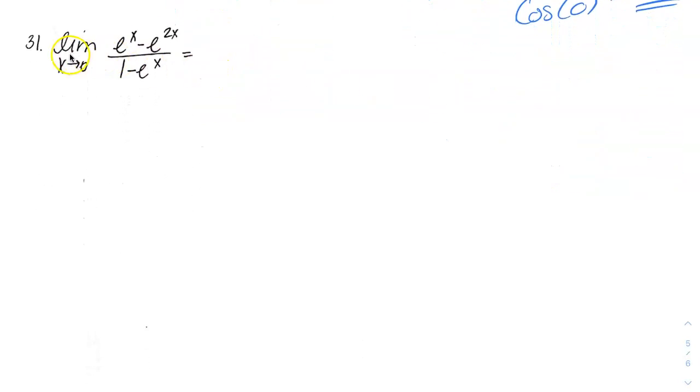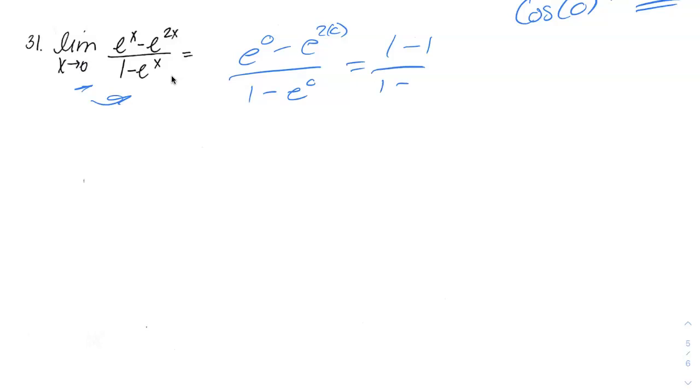Next one, limit as x approaches 0 of e to the x minus e to the 2x, over 1 minus e to the x. So as always, first thing I do is plug in 0, see what works. e to the 0 minus e to the 2 times 0, all over 1 minus e to the 0. This is going to be 1 minus 1 over 1 minus 1. So it is indeterminate, so we do have to work on it.